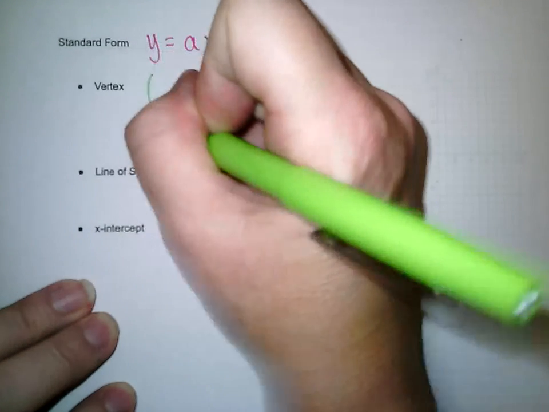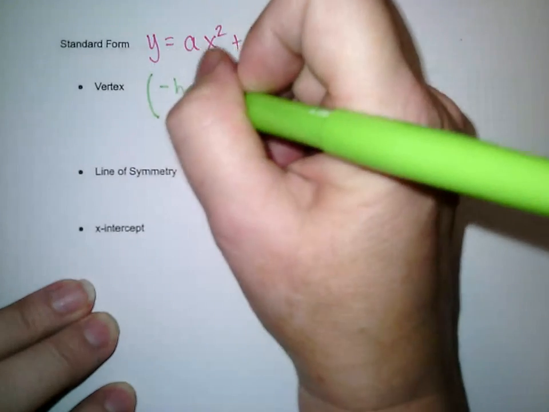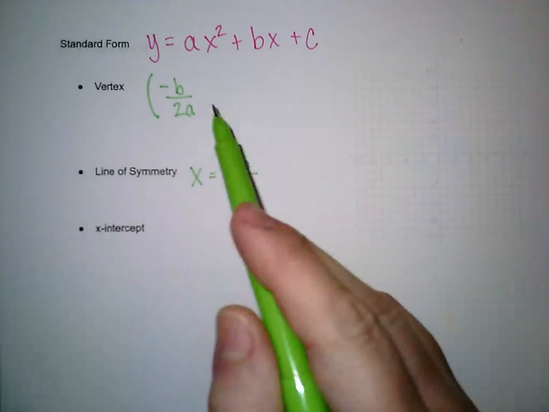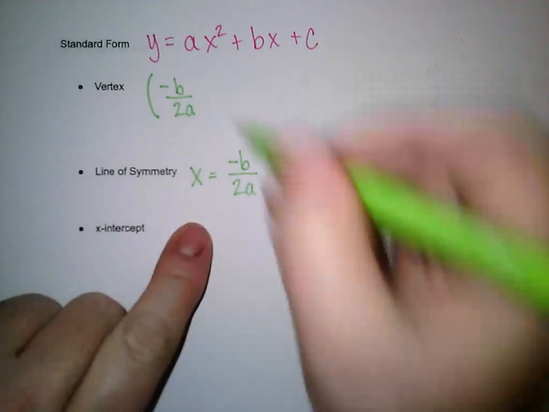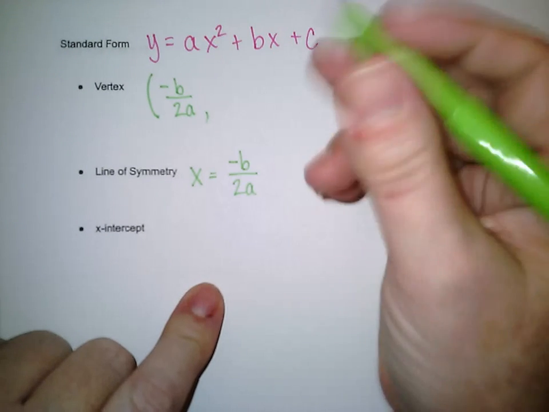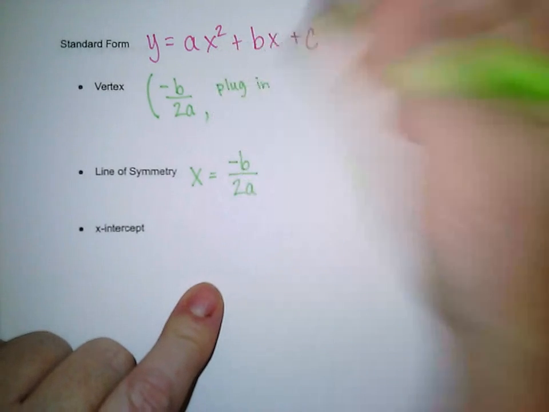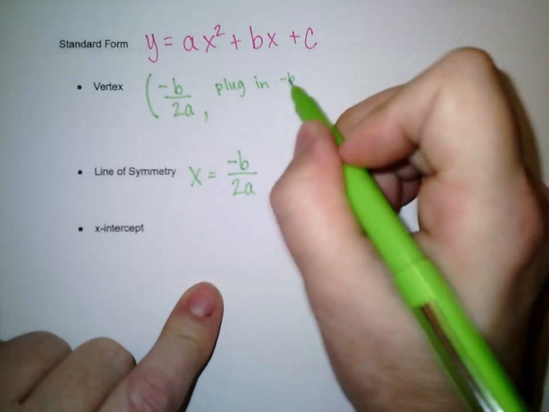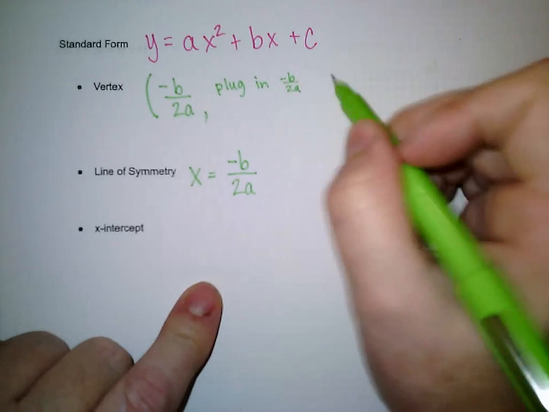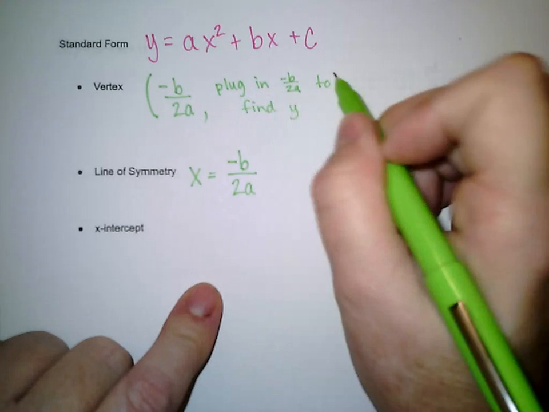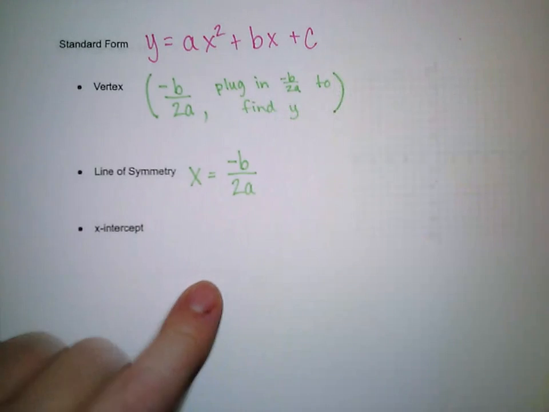So then to find the vertex, we're going to use opposite b over 2a because the vertex x coordinate is the line of symmetry. And then to find the y coordinate, we're going to plug in opposite b over 2a to find y.